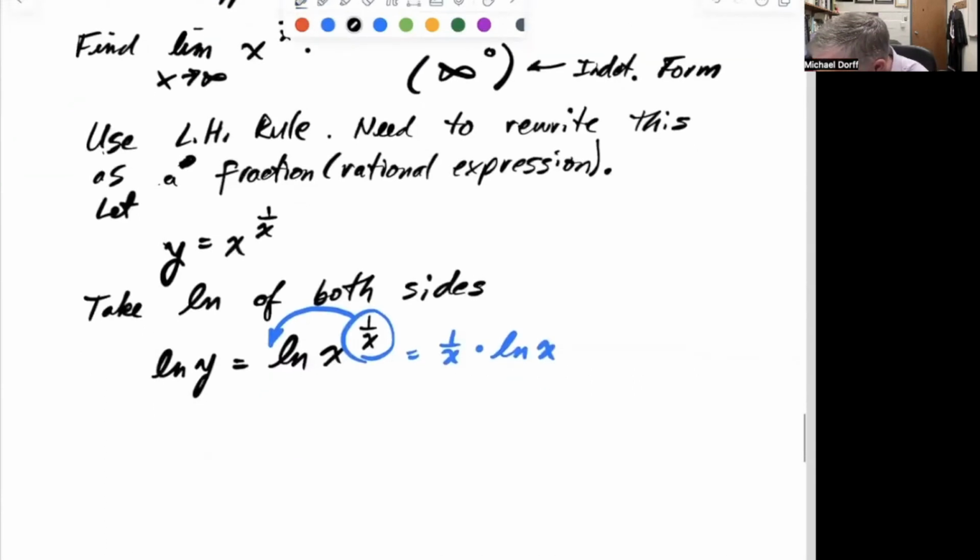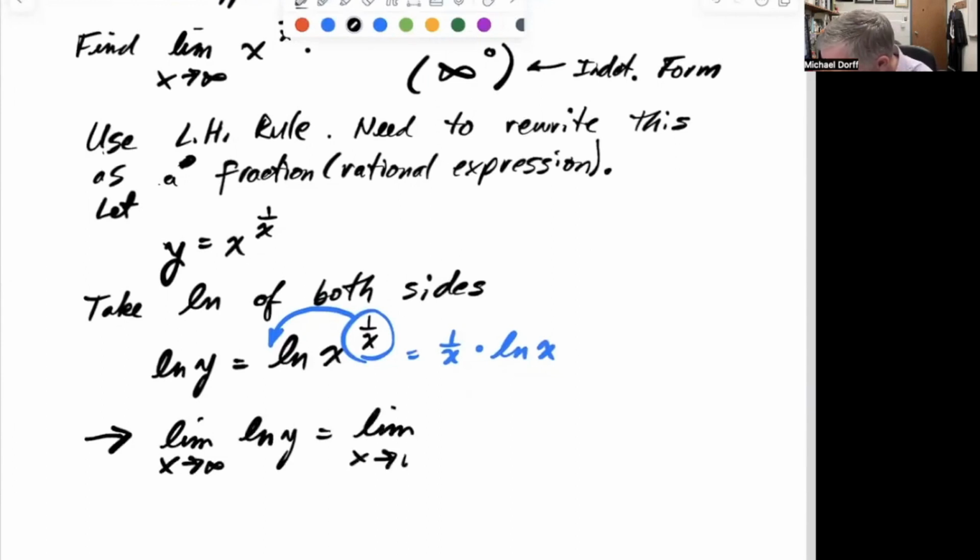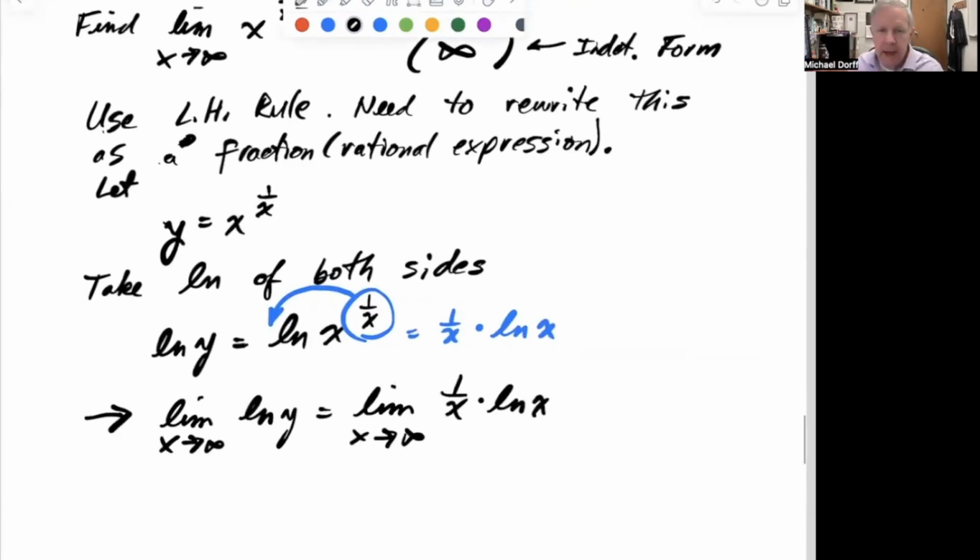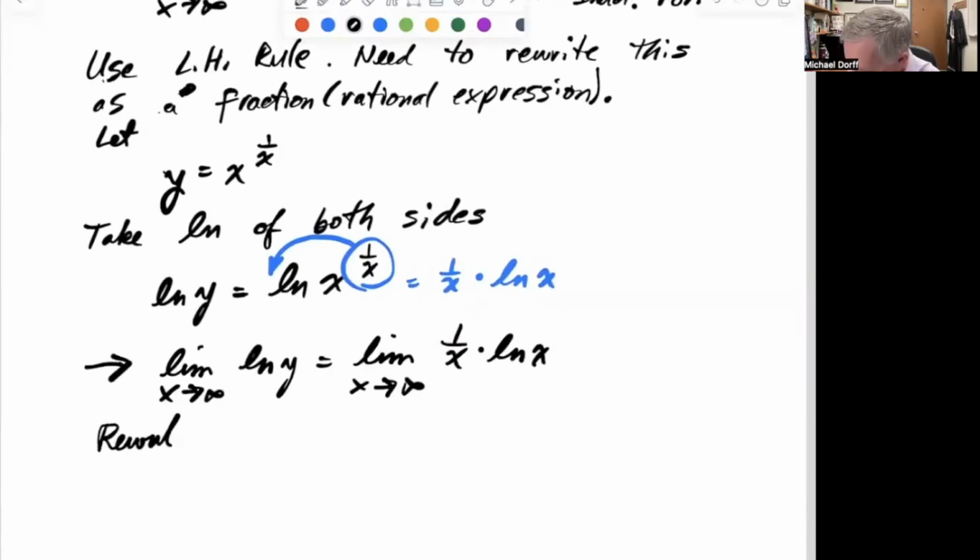So we've got that. And then we have that the limit as x goes to infinity of the natural log of y equals the limit as x goes to infinity of 1 over x times natural log of x. All right, now do we have a rational expression? Do we have something where, when we put in the limit by direct substitution, we get 0 over 0 or infinity over infinity? Well, not quite yet, but we can rewrite this to get that form.